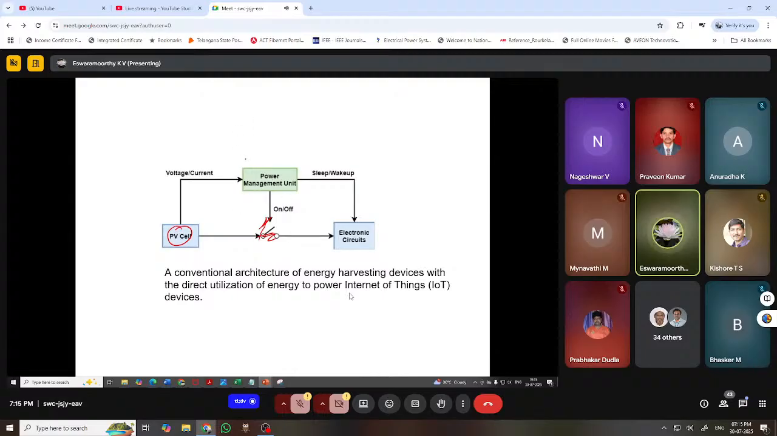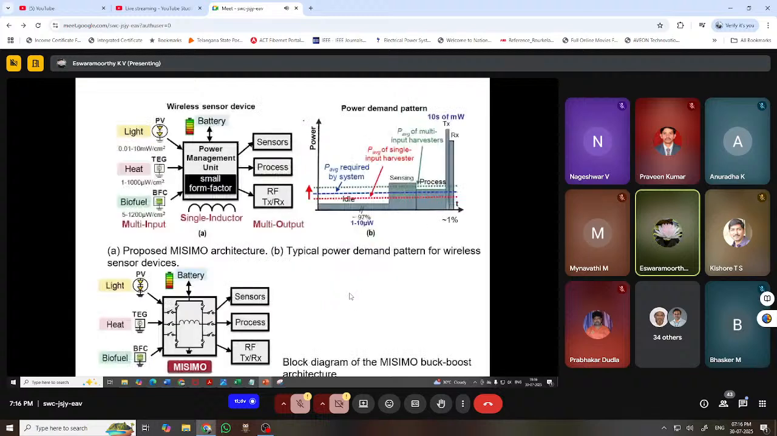So what does the power management unit contain? It is having a power processor, but the power processor is not processing power. It is a DC to DC converter, AC to AC converter. So this is again a battery, right? It is having it like that. Now these are some multiple input, single inductor, multiple output, right? So that is the thing.